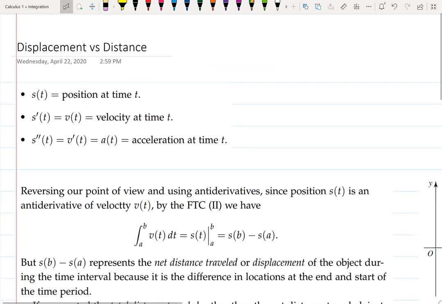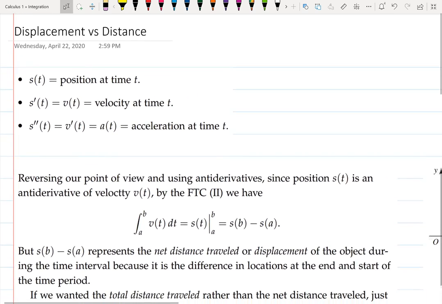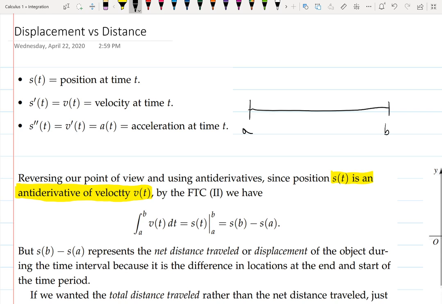If you're revising this point of view and using antiderivatives, since position s of t is an antiderivative of velocity v of t, we can use the fundamental theorem of calculus now. From a to b, that means we're traveling from a to b, right? So we're traveling from a to b, then knowing velocity, how to find distance? That's right, let's just integrate it. That's a definite integral of the velocity function from a to b with respect to time t.